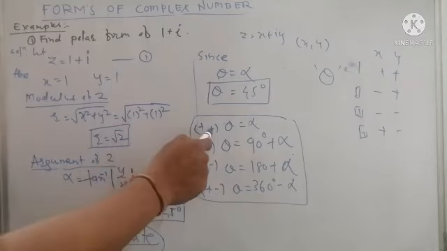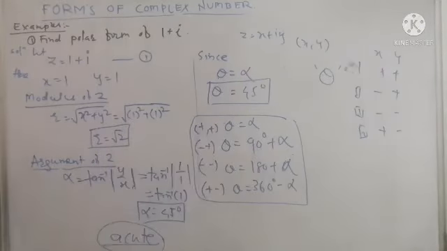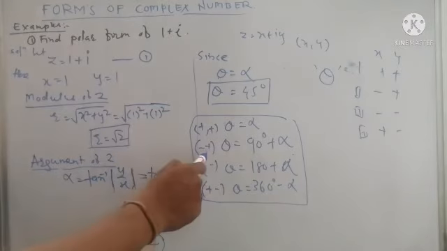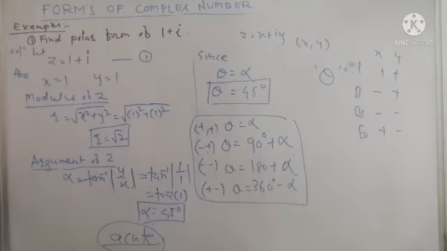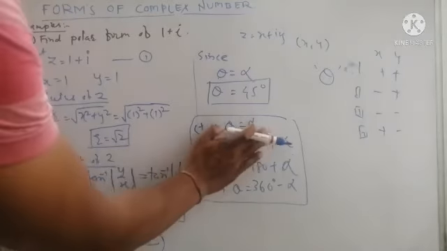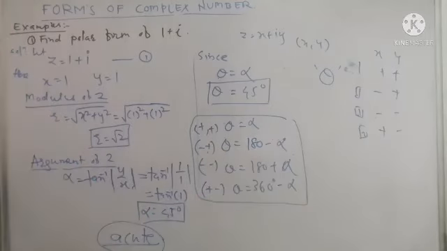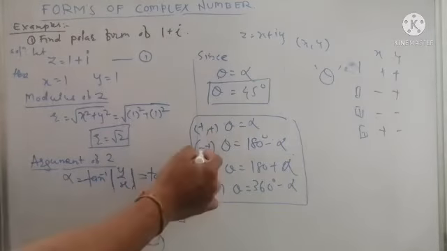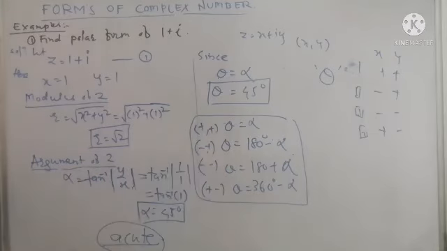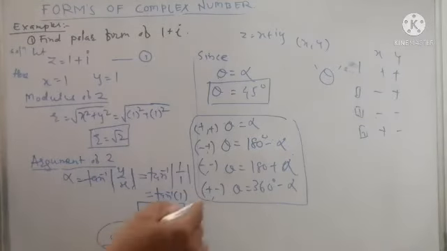If both x and y are positive, then theta is always equal to alpha. That means theta lies in the first quadrant. If x is negative and y is positive, then remember theta is equal to 90 plus alpha, otherwise 180 minus alpha. In both cases we get the same angle. Generally we use 180 minus alpha, as in the second quadrant the angle is less than 180. If both x and y are negative, then theta is 180 plus alpha. And if x is positive and y is negative, then theta is 360 minus alpha, as theta lies in the fourth quadrant.